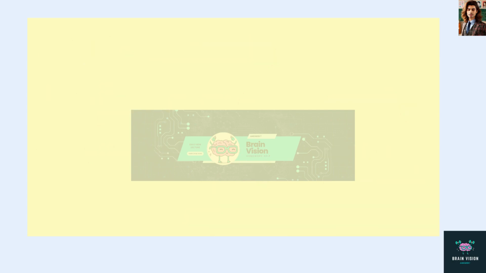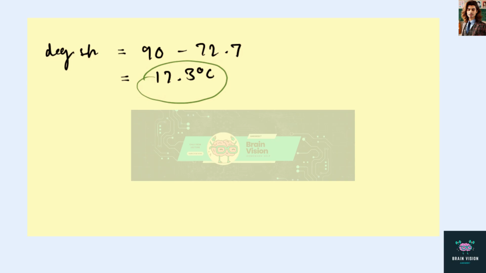So the degree of superheat is the difference between the dew point and the starting temperature. So we've got degree superheat, 90 take away 72.7, 17.3 degrees Celsius. So at 90 degrees Celsius, the air has 17.3 degrees Celsius of superheat. So we can take a look at part B now.